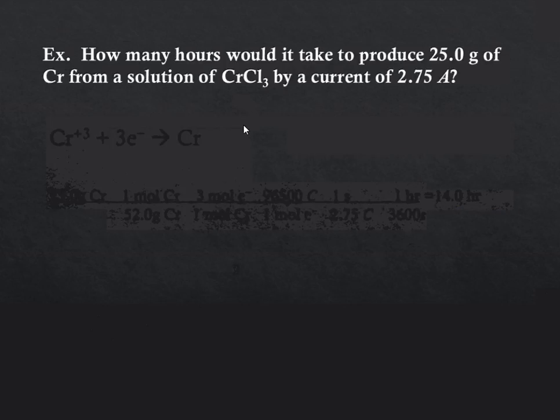How many hours would it take to produce 25.0 grams of chromium from a solution of chromium trichloride by a current of 2.7 amps? So we're going from chromium trichloride, which is a chromium plus 3, to a chromium 0. So we're going to be reducing, giving electrons to it. In this case, 3 moles of electrons per mole of chromium ion, chromium 3 ion.